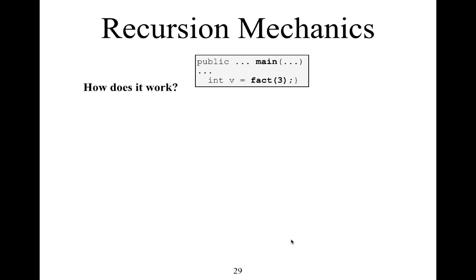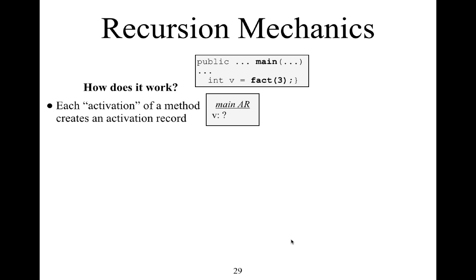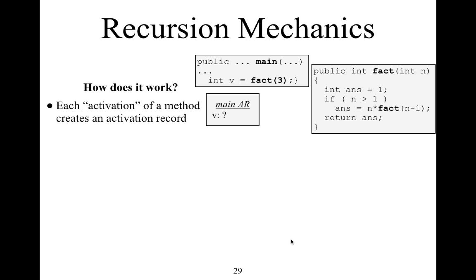So how does that actually work? Each activation of a method creates an activation record. There is a section of memory reserved by the Java runtime environment. In other languages, it's their runtime support that has a large chunk of memory called the stack, which is where all the activation records are put. So here we have our simple factorial again.